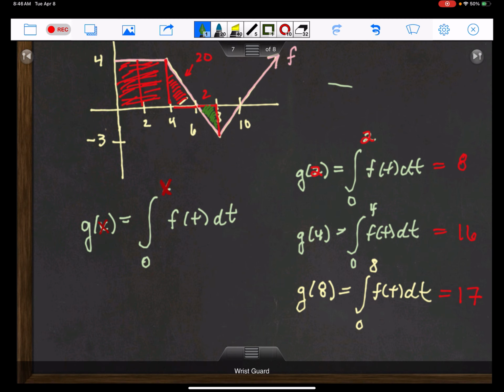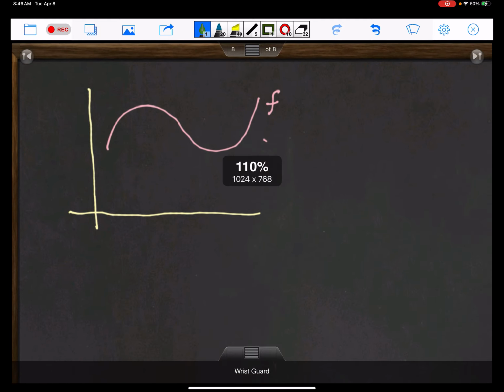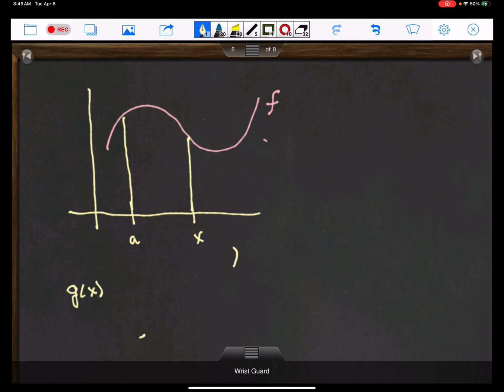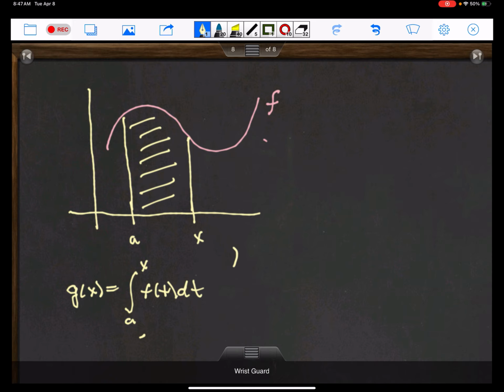All right, so that is our accumulation function g. Now let's see how this connects us to our fundamental theorem of calculus. So let's look at a new function f here, and we're going to define g. So we'll just say that is some a value here, and we'll put x right there. So again, if I define g of x to be equal to the integral from a up to x of this function f of t dt, that's my accumulation. So in this picture right here, it would give us that area right there.